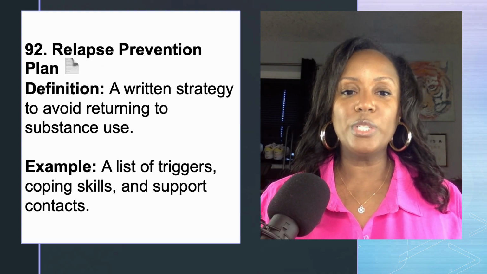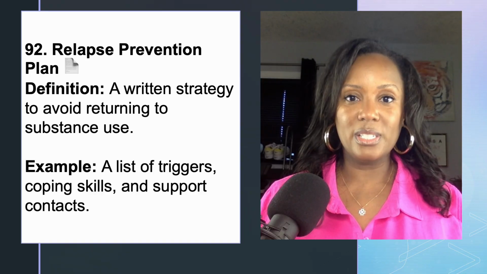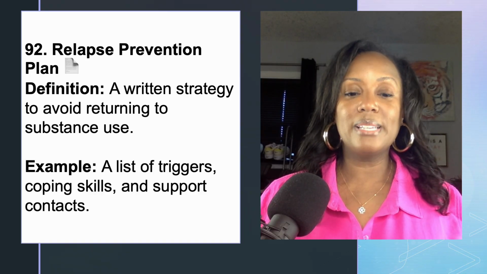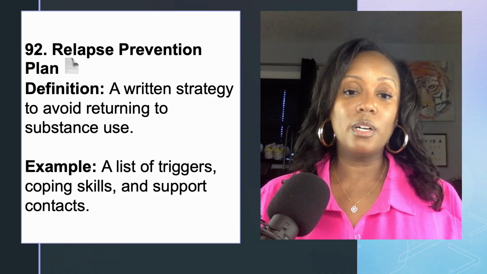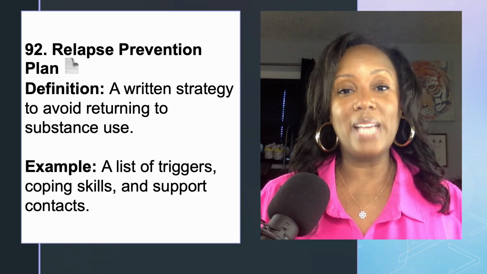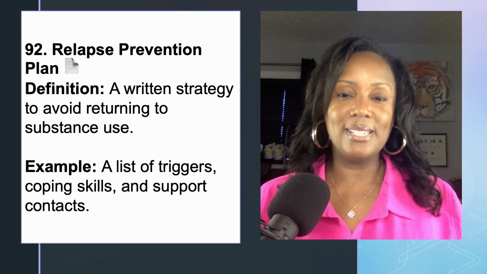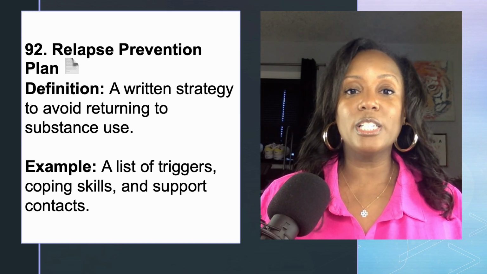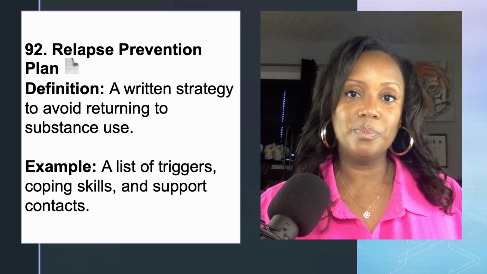Term 92 is relapse prevention plan. This is a written strategy to avoid returning to substance use. An example of what goes in a relapse prevention plan is a list of triggers, coping skills, and supportive contacts. We support the client with building the plan before a crisis happens. That way, the client is prepared in the event their risk of relapse increases.